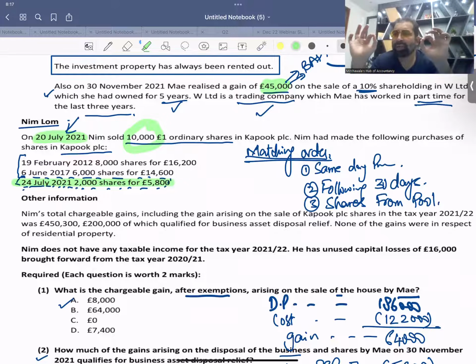I repeat, we sold 10,000 shares, so we need to calculate the gain on 10,000 shares. For the calculation of gain, we need to match the cost. There is no same day purchase, ignore it. Number two, following 30 days purchase: yes, 2,000 shares are from the following 30 days. And the remaining 8,000 shares we'll take out from the pool.